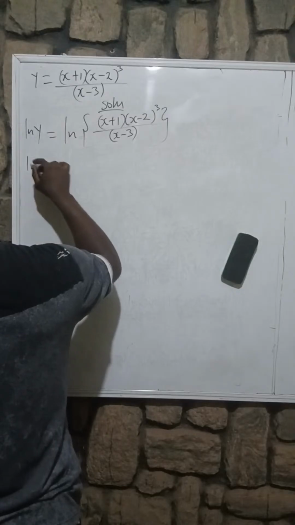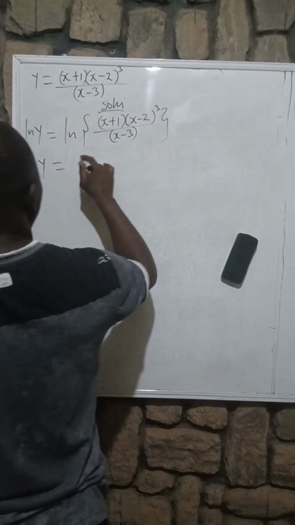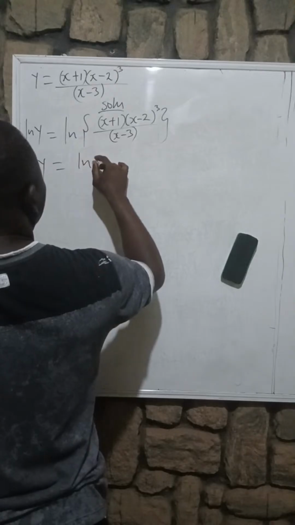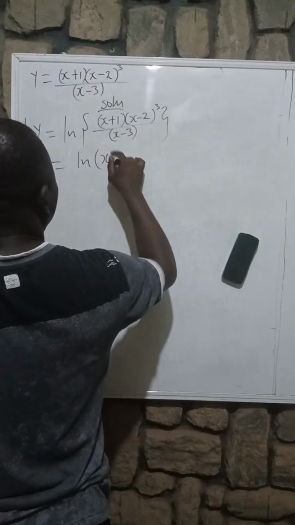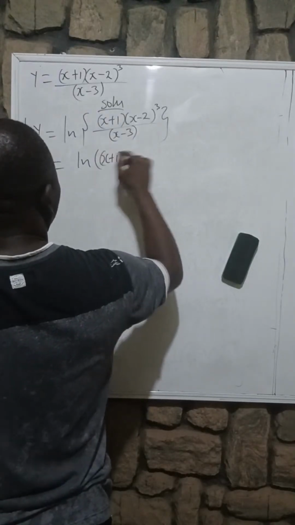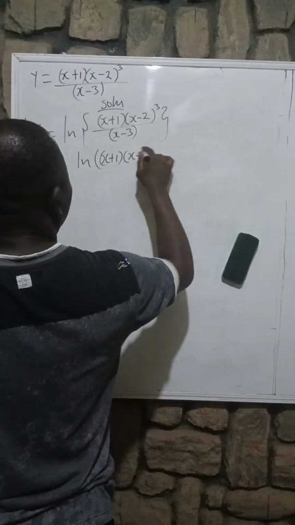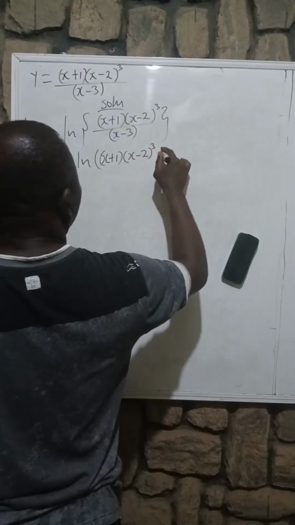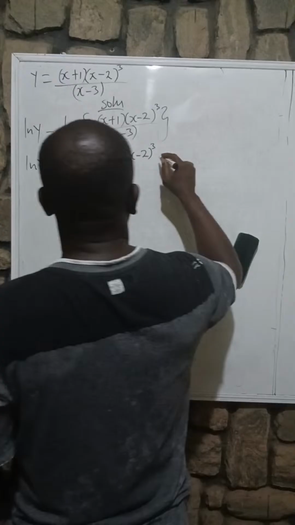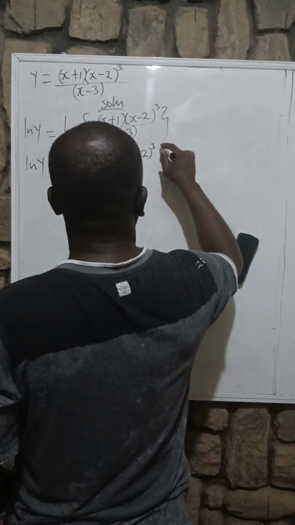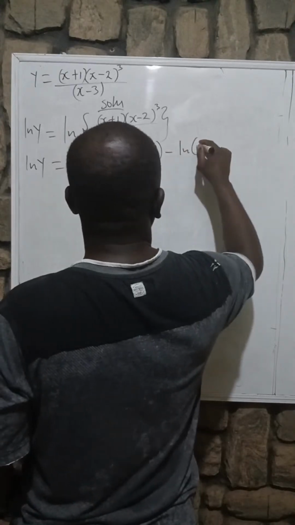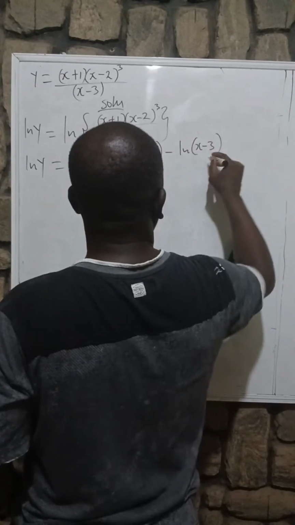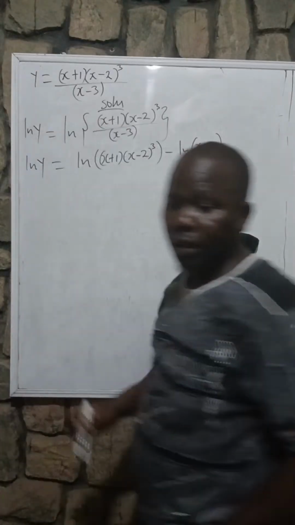That will be ln y is equal to ln of (x plus 1)(x minus 2) raised to the power of 3, isn't it? Close the bracket, minus ln of (x minus 3). True or false? Look at the board. People should look at the board.